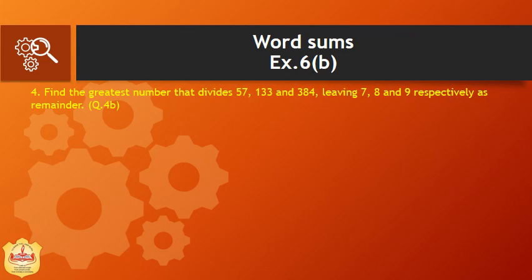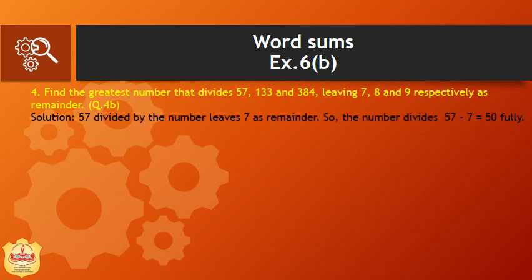Let us understand. You have to find out the greatest number which, when 57 is divided by that number, we get 7 as remainder, and when 133 is divided by that number, we get 8 as remainder, and when 384 is divided by that number, we get 9 as remainder, right? So let us find out that greatest number.